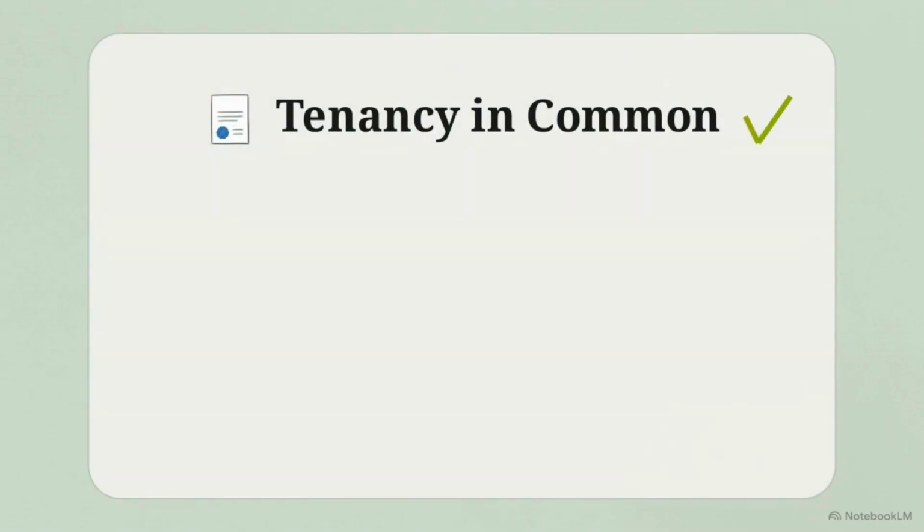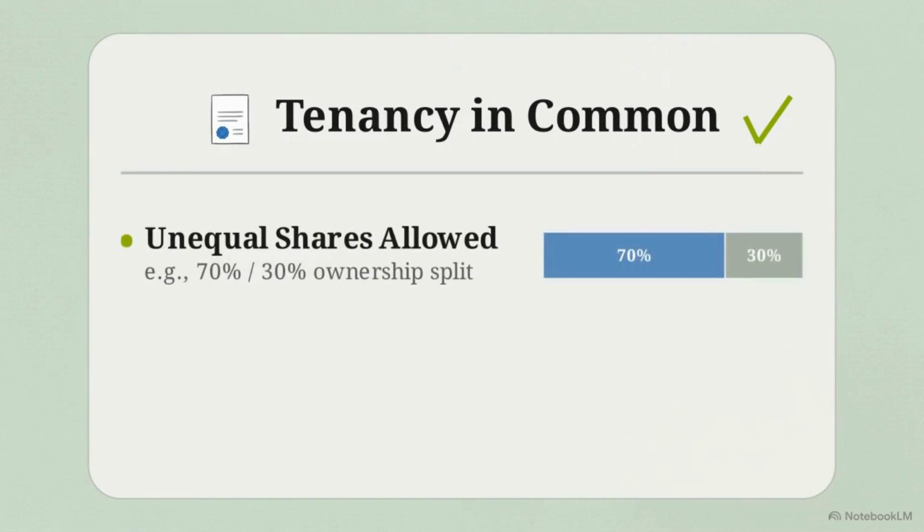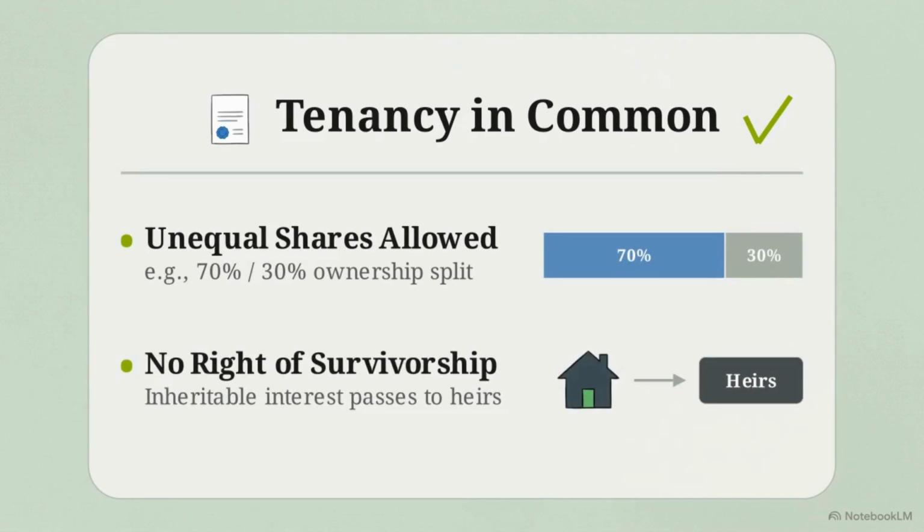They should hold title as tenancy in common. This is the only structure that allows for unequal ownership percentages and permits the interest to be inherited rather than passing automatically to the surviving partner.